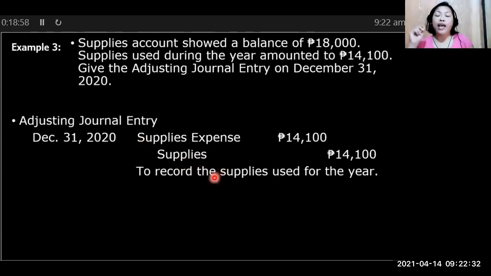But take note, if the problem says that the remaining supplies is 14,100, then the amount should be different. You have to deduct the amount from the supplies balance. So take note if it is already used or the balance. Always remember that when we use the asset method, we record in the adjusting journal entry the used amount or the expired amount of the account to be adjusted.